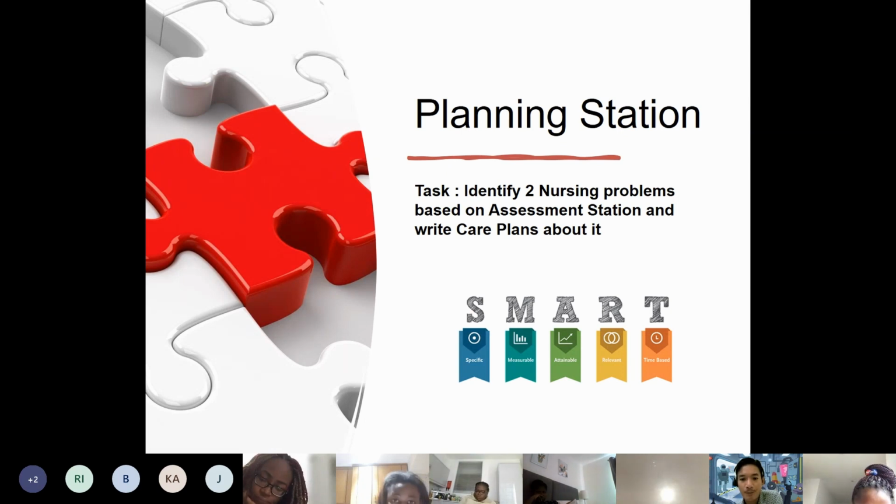When you're developing problems for your OSCE, make sure it's simple and you follow the SMART format. Okay, so always ask yourself: Is this problem specific? Is this problem measurable? Is my goal attainable? Are my interventions realistic and relevant to the problem?